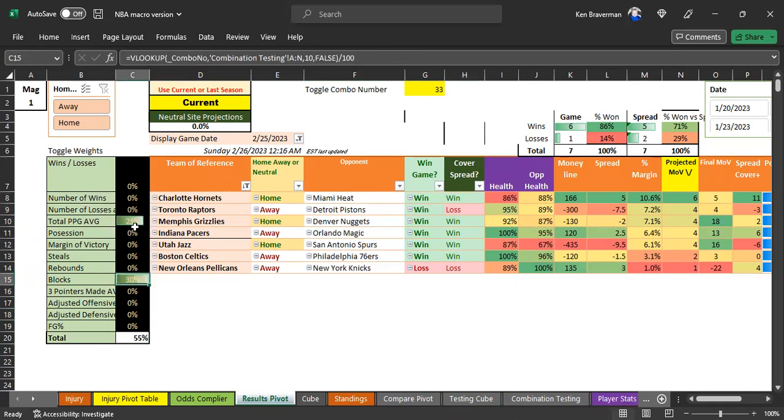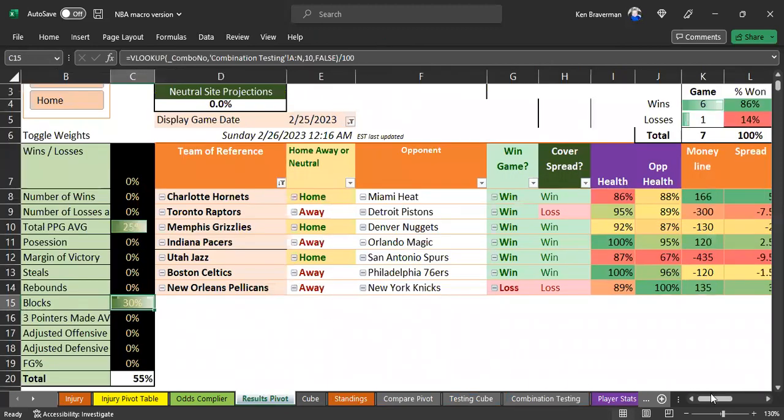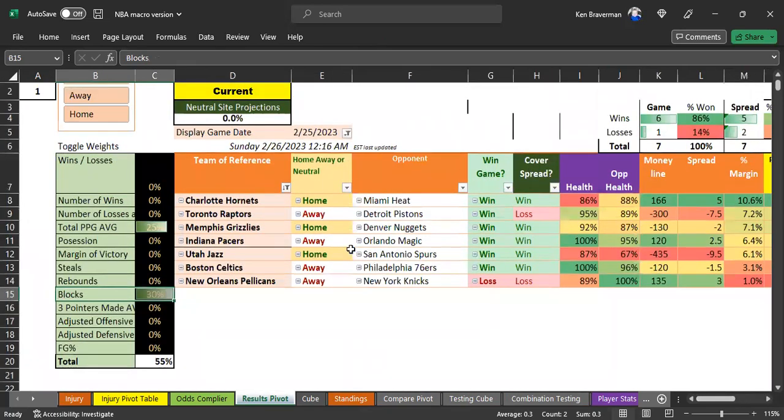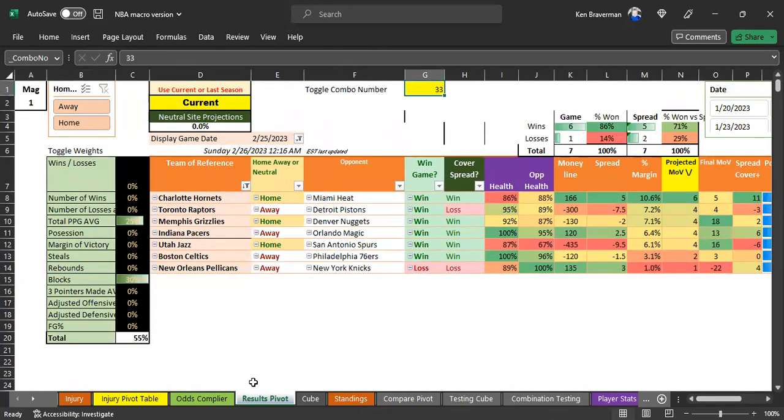I was thinking about why this is working. Well, points per game is a good average of how many points the team puts up. And blocks is apparently a decent defensive category that somehow is properly weighting defensive teams and doing the right things, I guess. I don't know. But that's combo number 33.